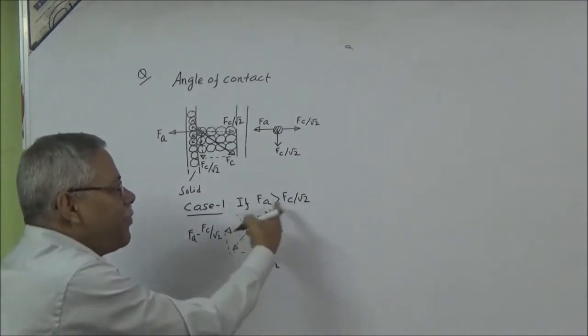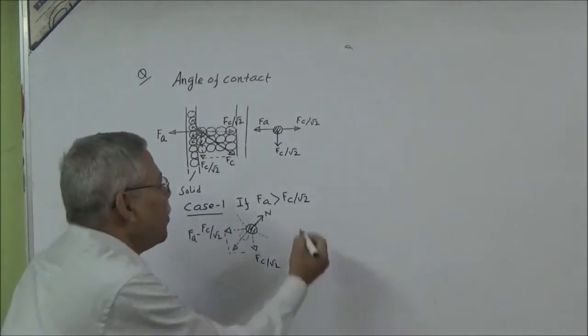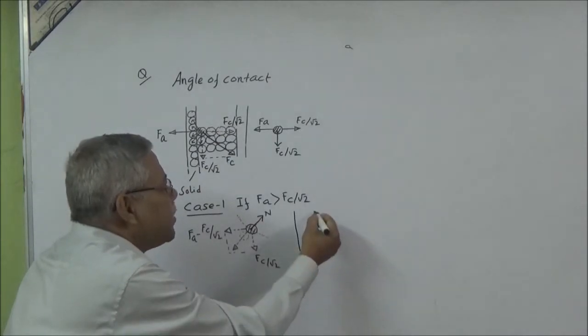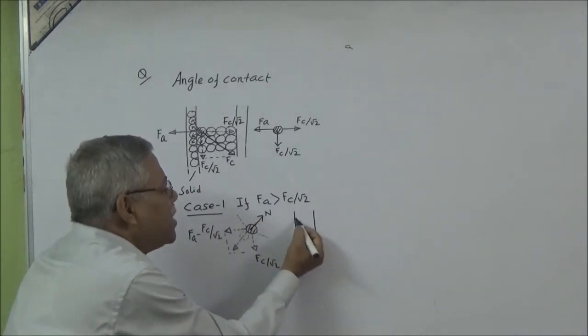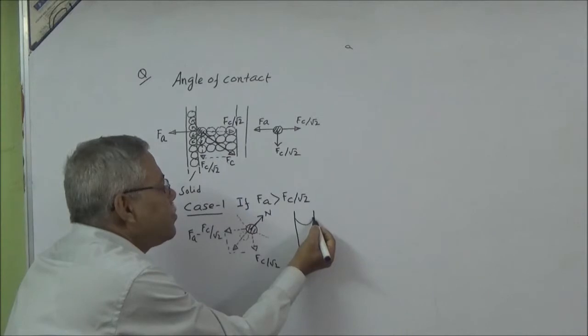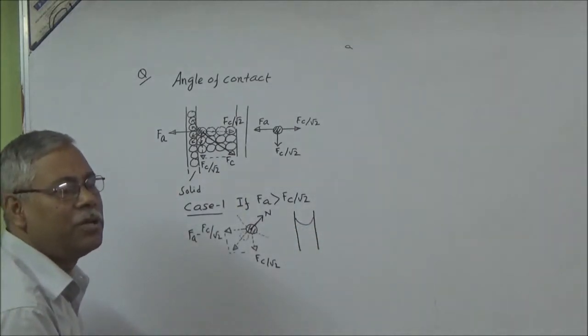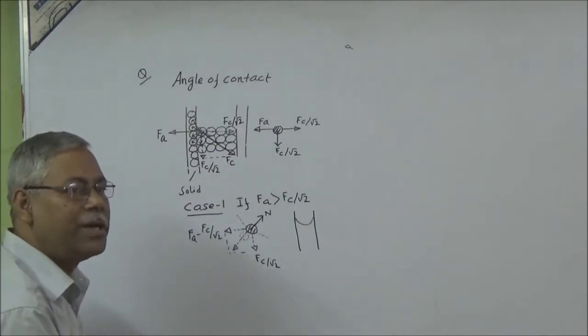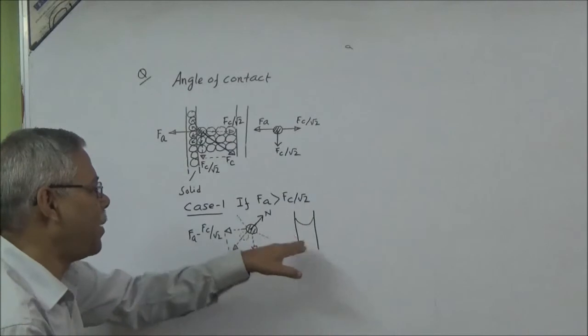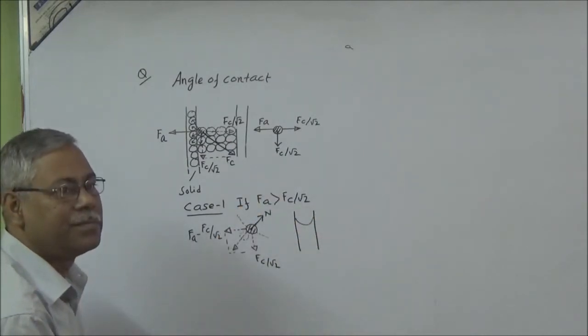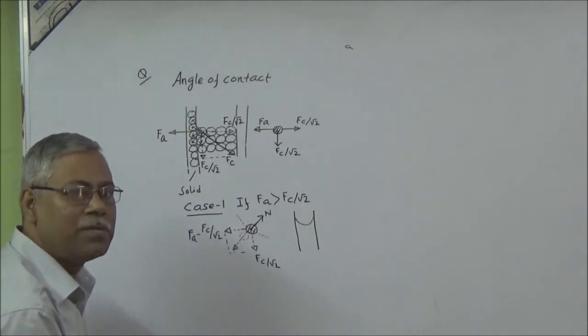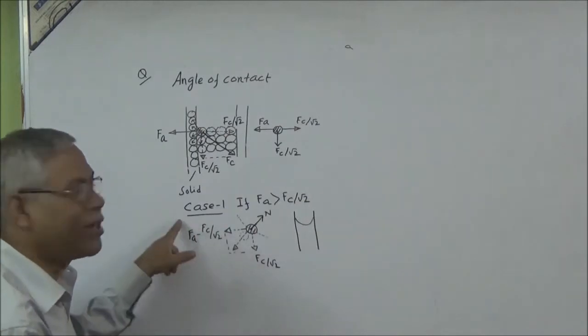Okay, so if Fa is greater than Fc by root 2, then you will get this. There is a pipe. Now consider a pipe. Inside the pipe, the surface of the liquid will have this shape. Is it clear to all of you? Have you understood? Now we will go to case 2.